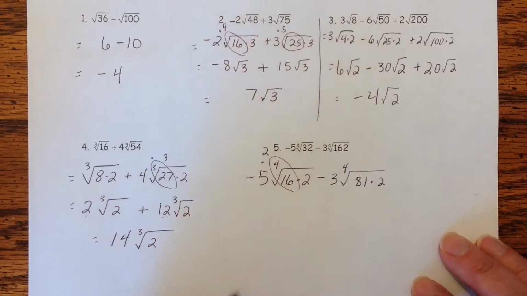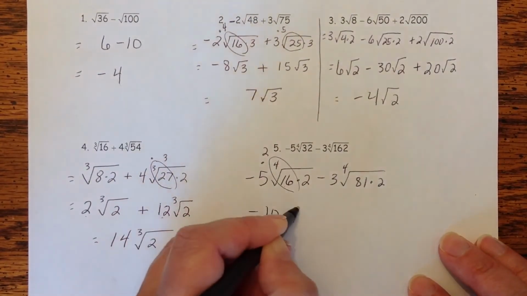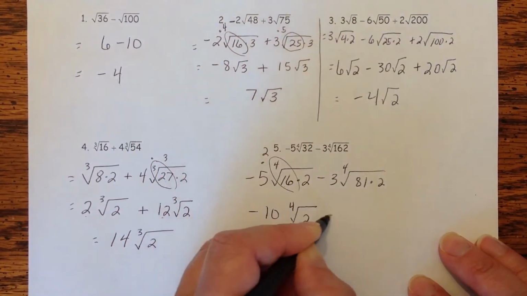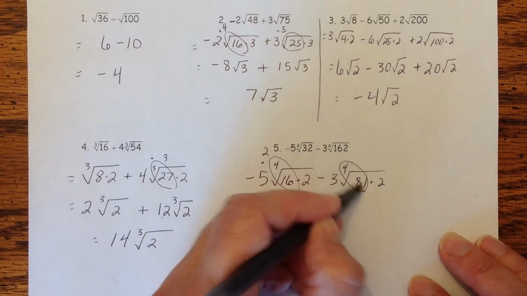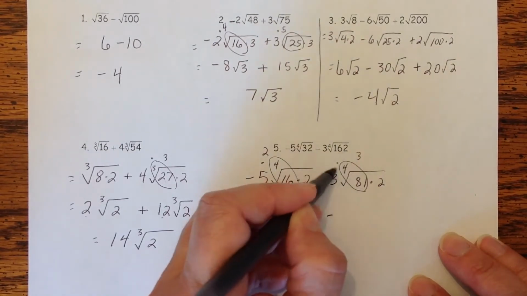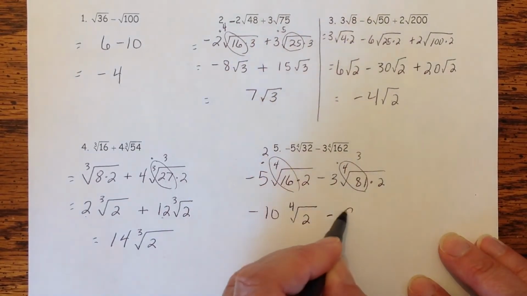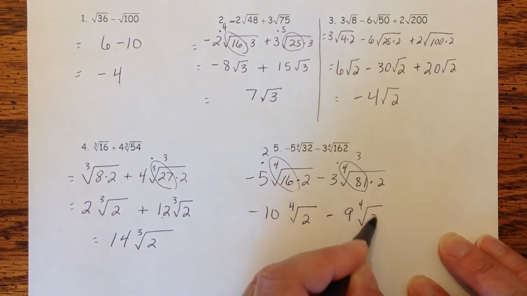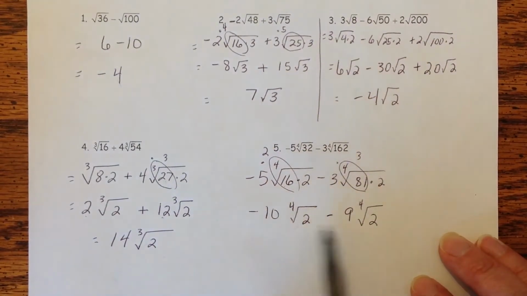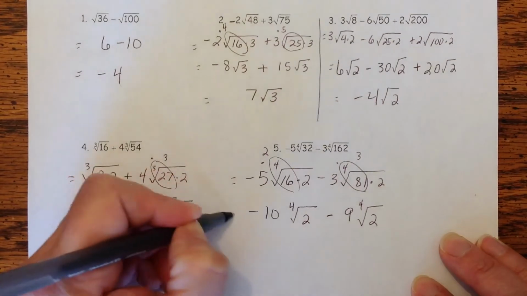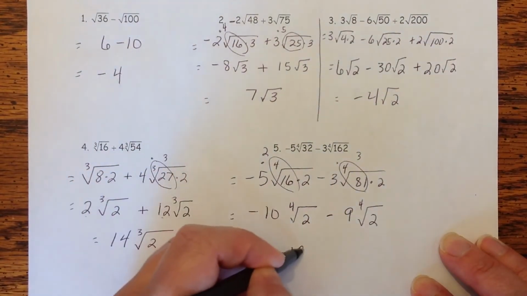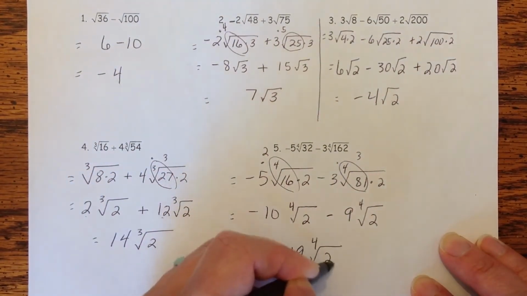2 is going to be multiplied with negative 5 for negative 10, and I get the fourth root of 2. Minus the fourth root of 81 is 3. 3 is going to be multiplied with 3, so I get 9 fourth root of 2. These are carrying the same sign, so I'm going to add and get negative 19 fourth root of 2.